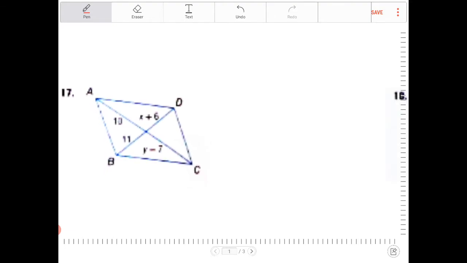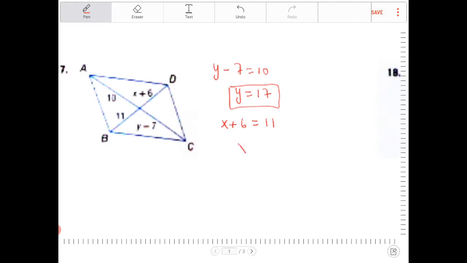All right, question 17. So the diagonals bisect one another, so therefore we can say that y minus 7 is equal to 10. Add 7 to both sides, y is equal to 17. x plus 6 will equal 11, again, because of diagonals bisecting one another. Subtract 6 from both sides, we end up with x is equal to 5.